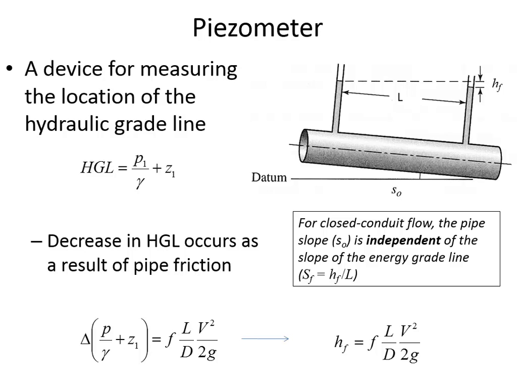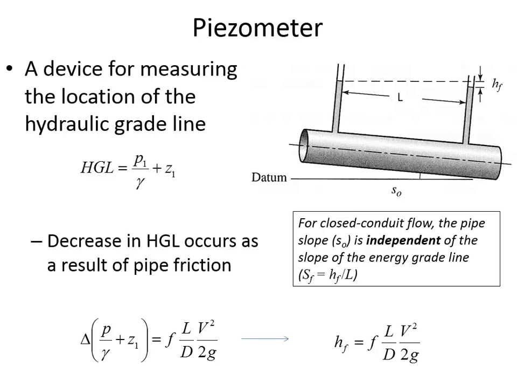Again, if it's an enclosed pipe, then the slope of the pipe, S naught, can be independent of the slope of the energy grade line. We could have a horizontal pipe where the pipe slope is 0, but still there's going to be a slope to the energy grade line because energy is being lost.